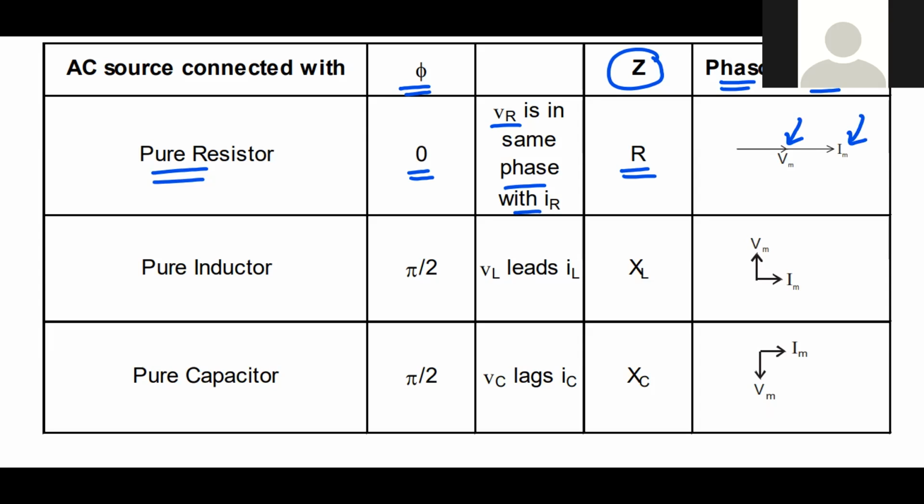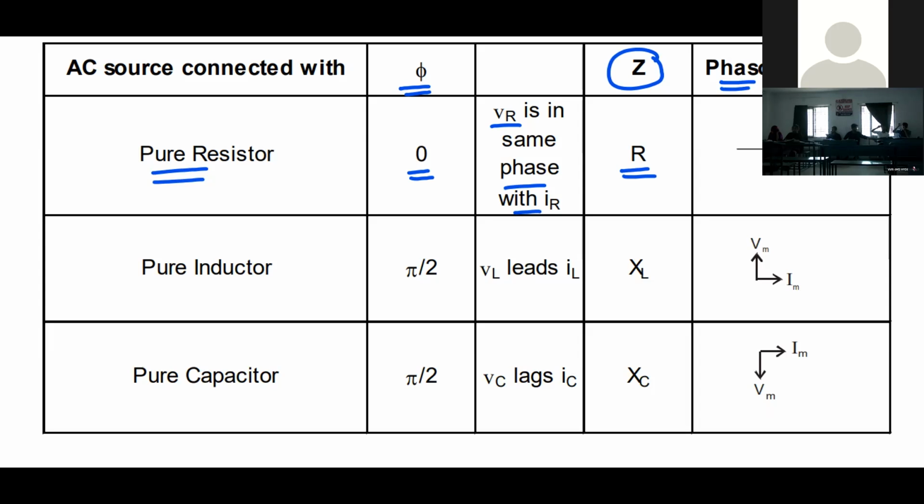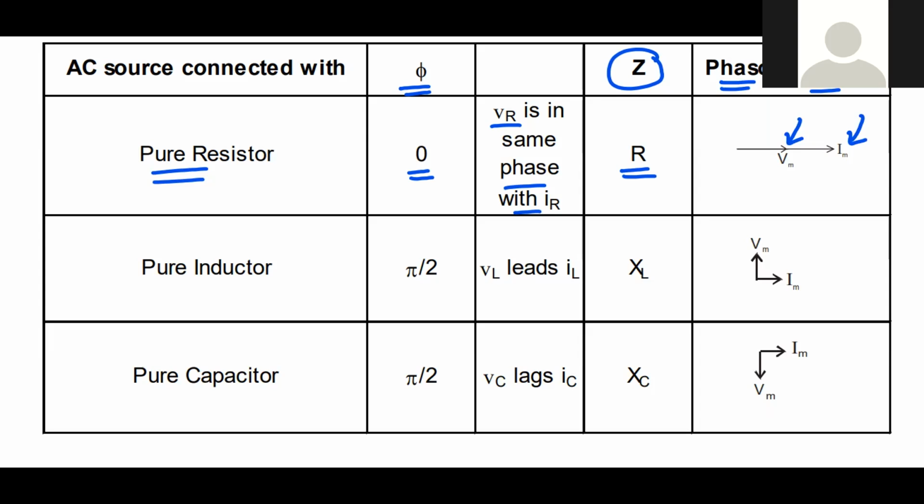Can I have some raised hands from everyone? Girls? They are in the same phase. Now let us move on, and this is the table that you will draw because it is not in your sheet. Now we move on to pure inductor. Phase difference is pi by 2. Do we understand this? Yes, sir. Who leads? Who is ahead? Who is behind? I leads. Again, you have become Gajini. So that is not going to help you out.